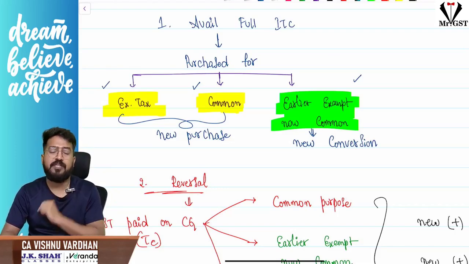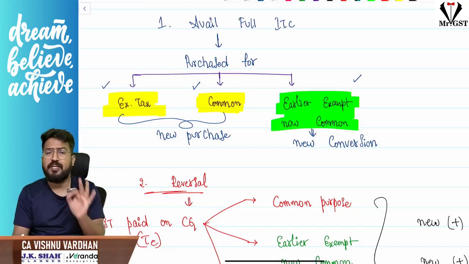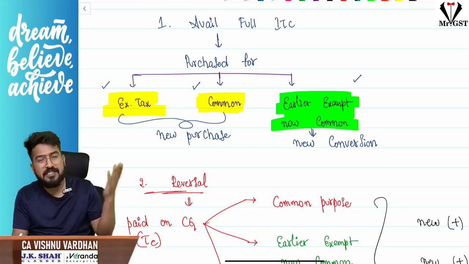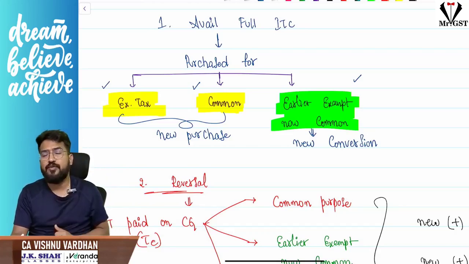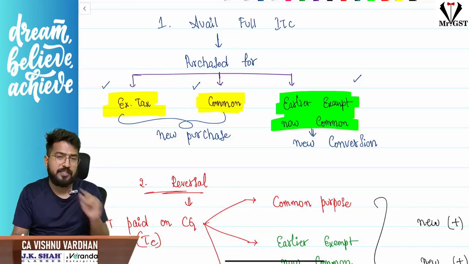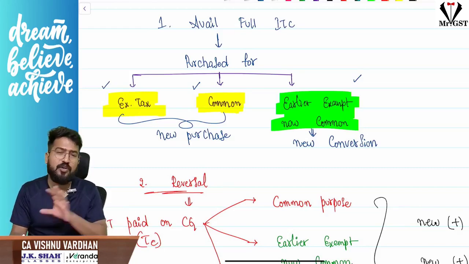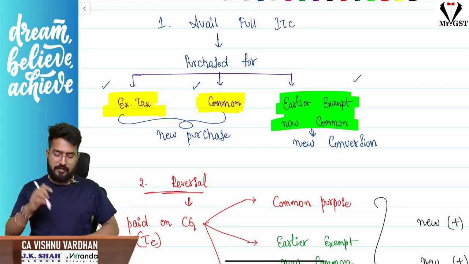Now you may get a doubt: what if I purchased earlier exclusively for taxable purpose and now I am using for common purpose? If you purchased earlier for exclusively taxable purpose, you would have already taken ITC. Now there is no need to take ITC again. So that will not come into the picture here. This is important. So we have understood how much ITC we should take.